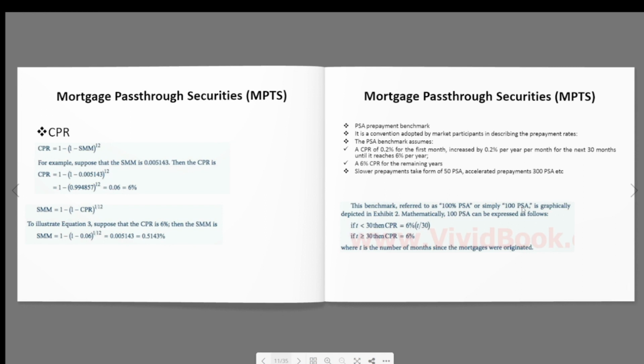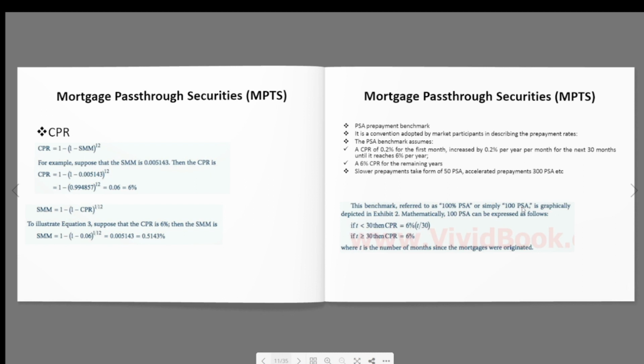Now let's look at CPR. To get the CPR, simply take 1 minus (1 minus SMM) raised to 12. For example, suppose the SMM is 0.005143. The CPR is therefore 1 minus 0.994857 raised to 12. In this case, you'll find that the CPR is 6%.